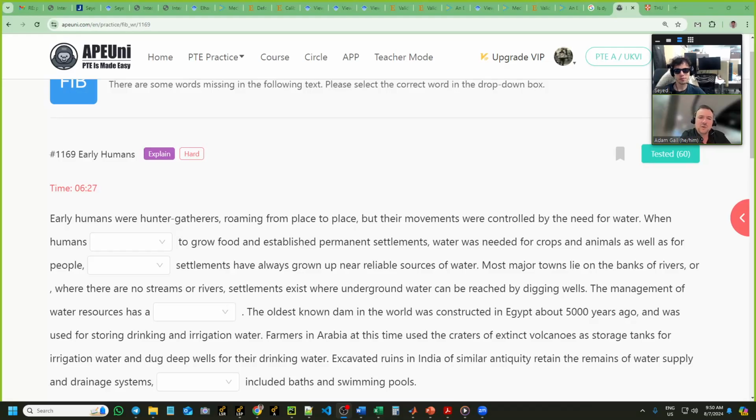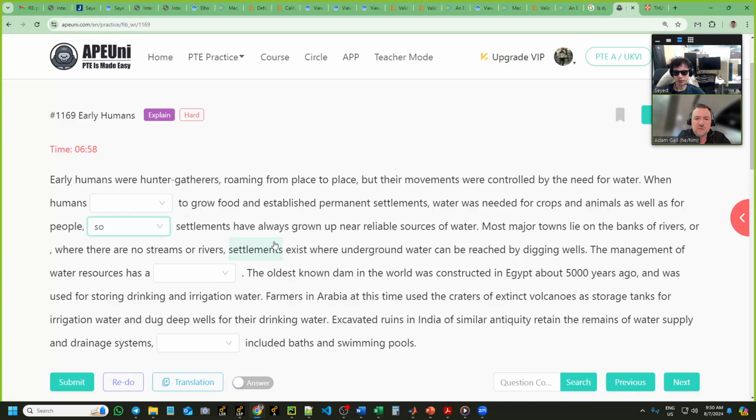But I think it's also usually about the manner in which something is done or the consequences of something rather than the reasons for something, if that makes sense. Whereas this is about a claim and the reason is given beforehand. So water was needed for these things. So settlements have always grown up near reliable sources of water. So the claim is that settlements have always grown up near water. The reason is because water is needed for crops and animals. Okay, and also these ones.